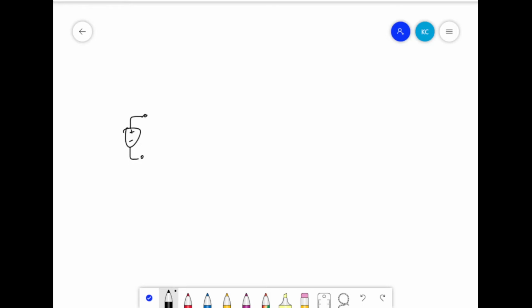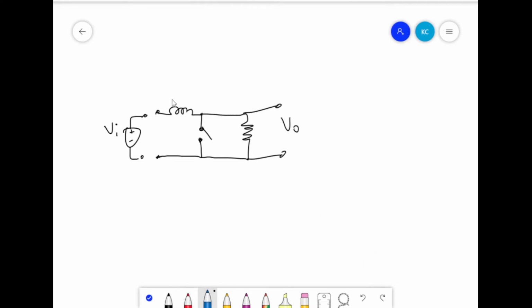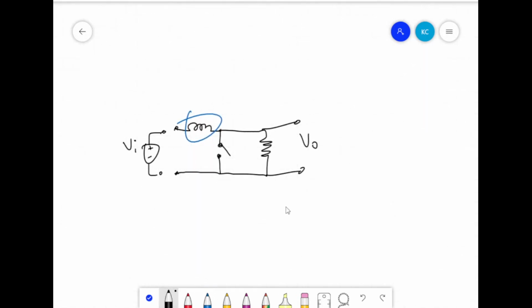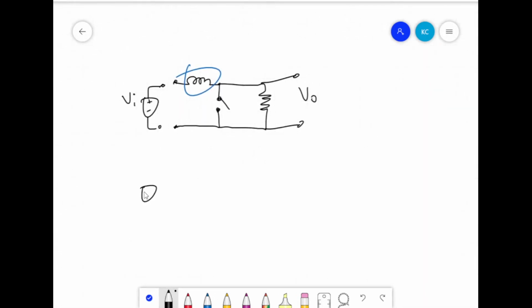Okay, so let's take a look at the boost converter. From our last discussion on buck converters, if you were able to follow along, this is going to be a lot easier. And the magical component is the inductor. So let's try an even more simplified circuit than this.